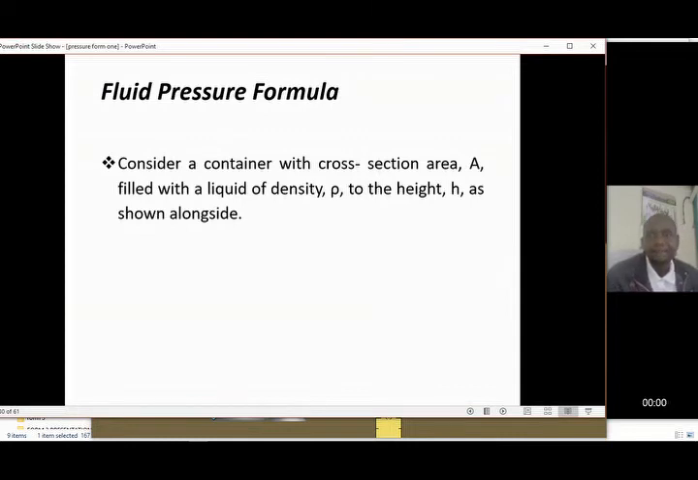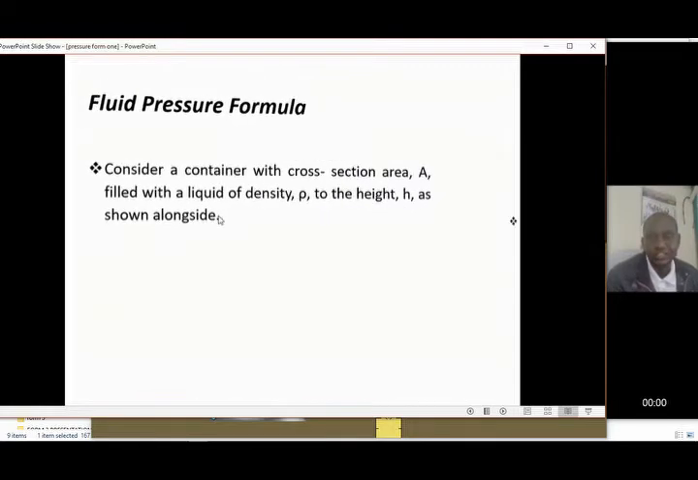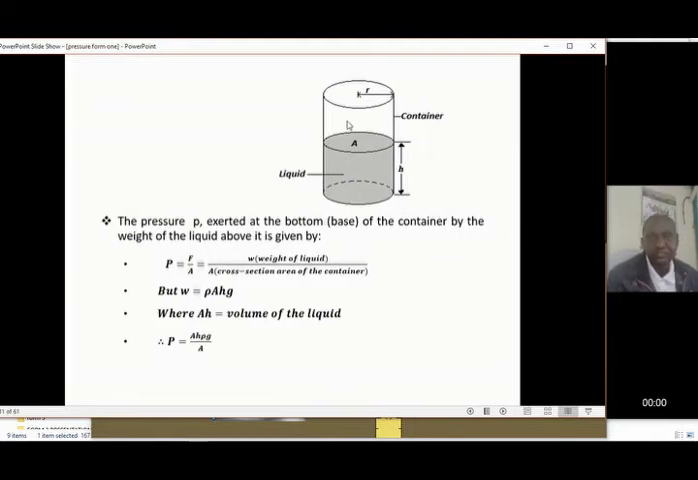Fluid pressure formula. And this is where I want you to listen. We have said pressure in solid is given as force per unit area, which is force over area. But we want to know now, fluid takes the shape of the container. So how do we measure pressure in fluids? Consider a container with cross-sectional area A, filled with a liquid of density rho, to the height H, as shown alongside. This is what we have.